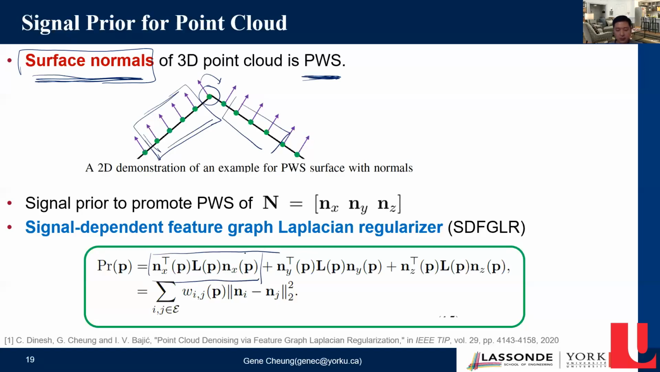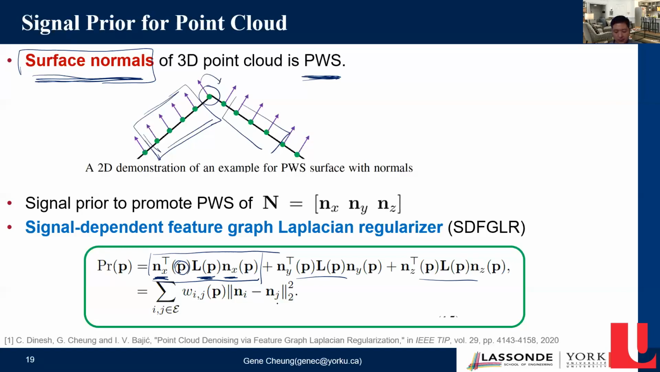This is defined with respect to the x coordinate, but it's the same thing for the other two coordinates as well. We're saying that the signal we're looking for, which is p, these are the coordinates. When you compute the surface normals, they should be smooth with respect to your graph, as we defined in the previous slide using these edge weights. So if the surface normals are all pointing in the same direction, so there's no change in surface normals, then this should evaluate to 0.